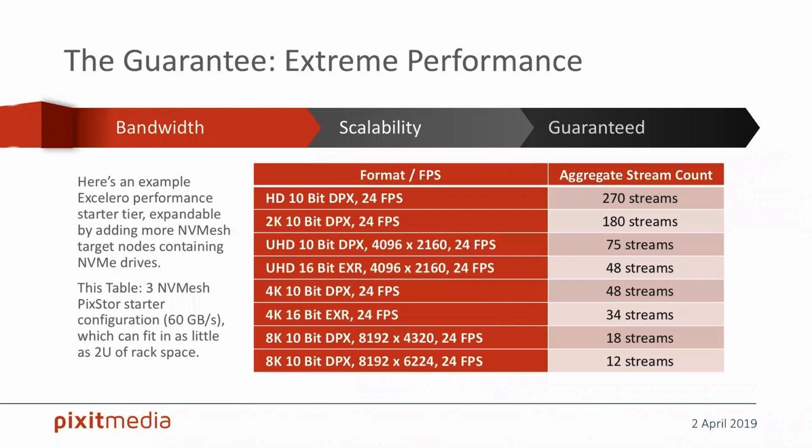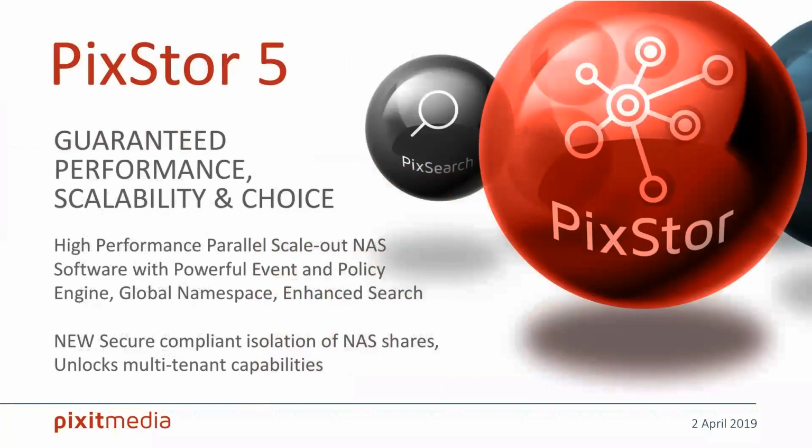So let's break these components down as we get close to wrapping up the presentation. We'll start with PixStor. At NAB, a conference that's debuting next week in Las Vegas, Pixit Media will launch PixStor 5. This is an enhanced capability platform that guarantees performance, scalability, and choice. With our software, now empowered with a powerful event and policy engine, we can deliver a global namespace with enhanced search capabilities and new secure, compliant isolation of NAS shares to unlock multi-tenant capabilities.